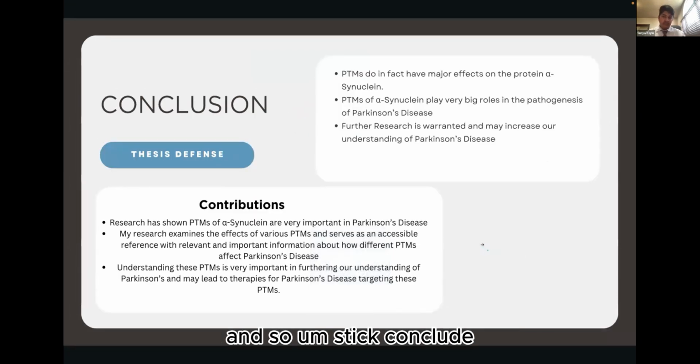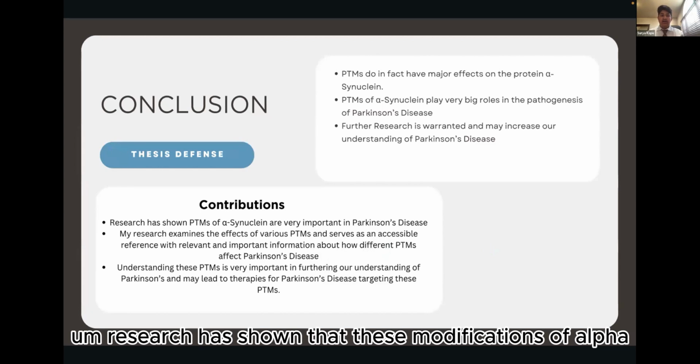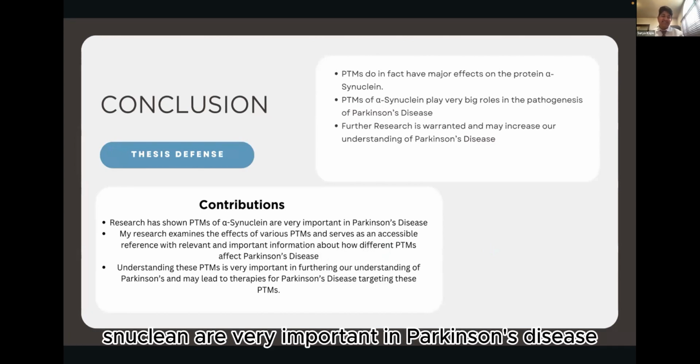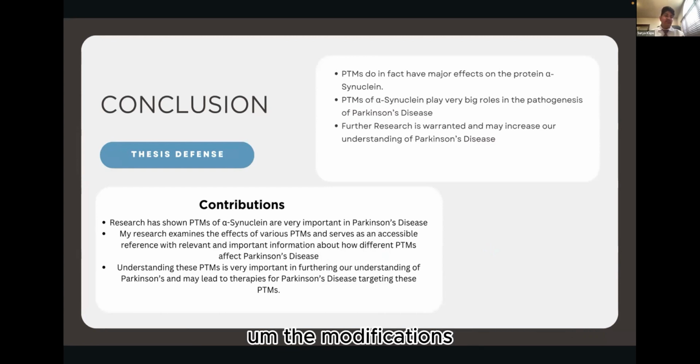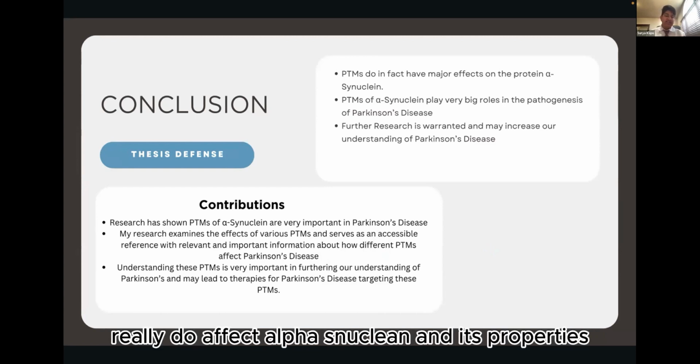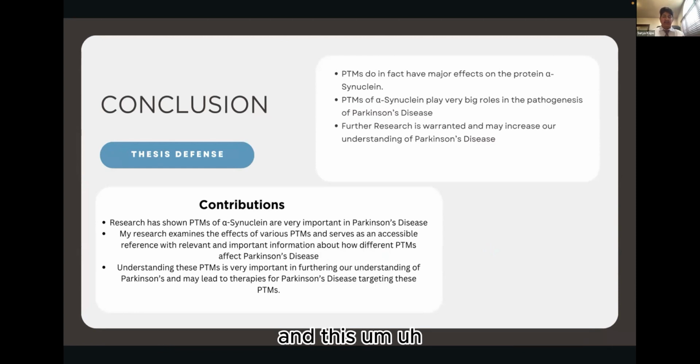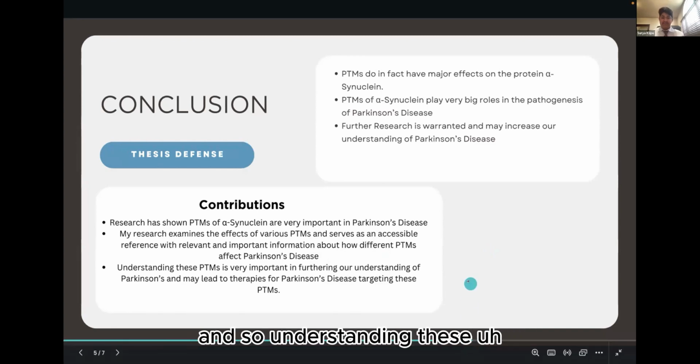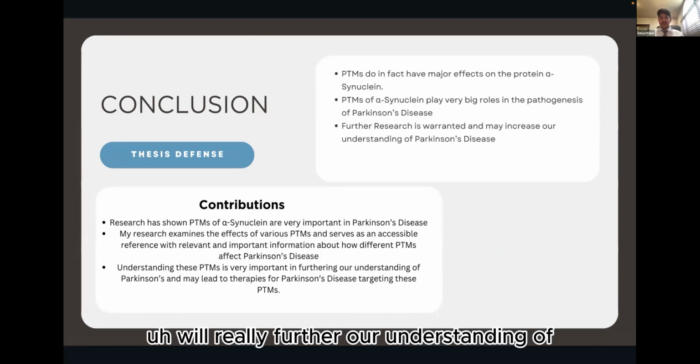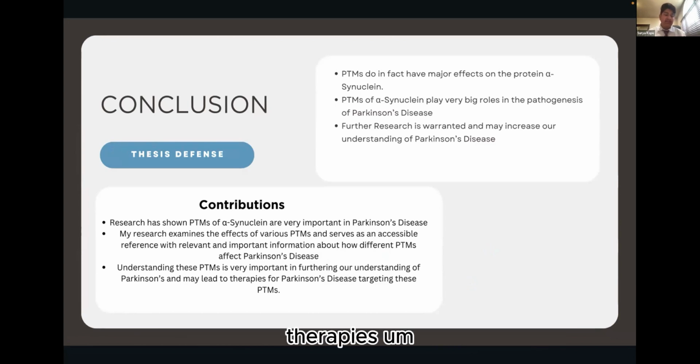And so just to conclude, research has shown that these modifications of alpha-synuclein are very important in Parkinson's disease. The modifications really do affect alpha-synuclein and its properties, and this leads to changes in the pathogenesis and pathology of PD. And so understanding these modifications will really further our understanding of Parkinson's disease and could even lead to therapies for PD targeting these post-translational modifications.